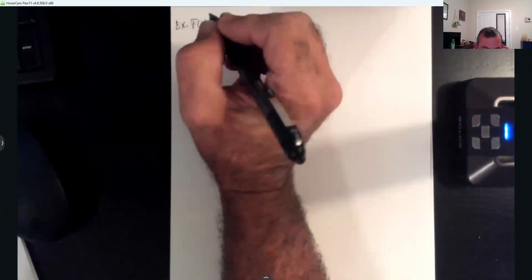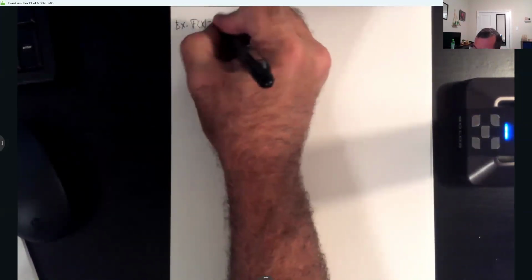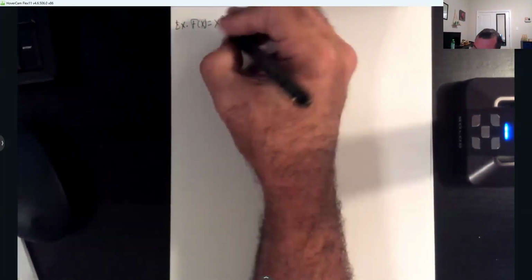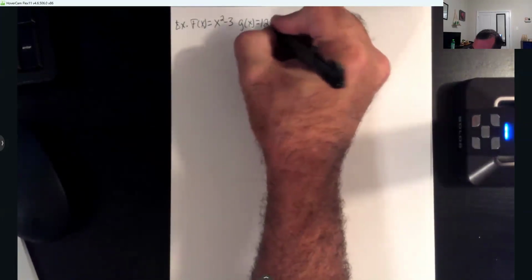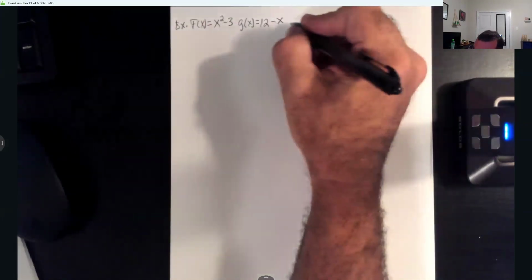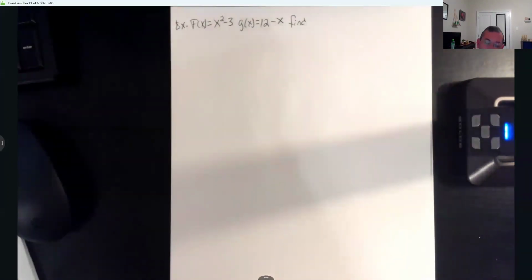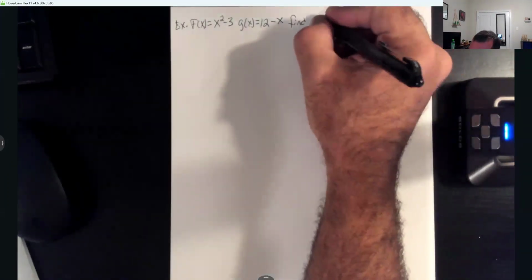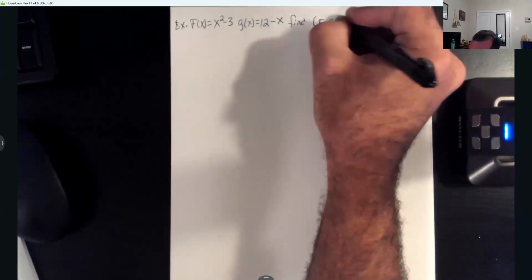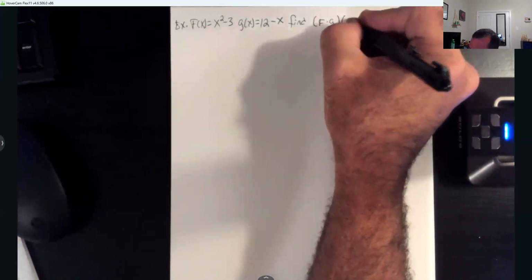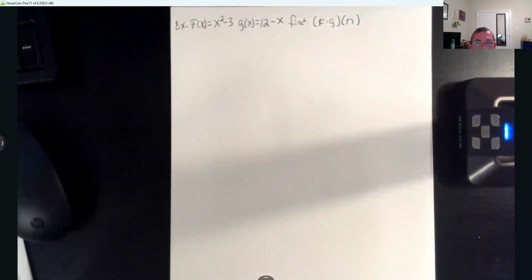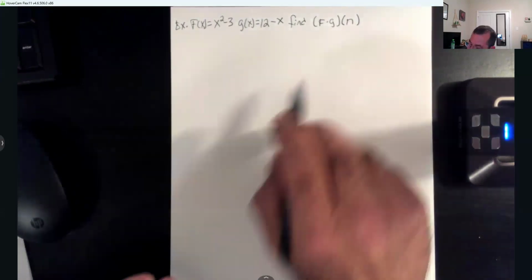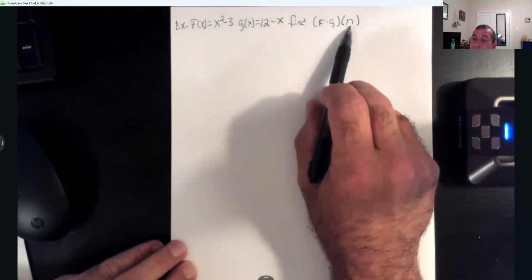This one they're giving me f of x equals x squared minus 3. G of x equals 12 minus x. So y'all, what they want me to find, now y'all watch this one. They want me to find f times g of a little n. So y'all, curveball. They didn't give me a number. They gave me an n here.